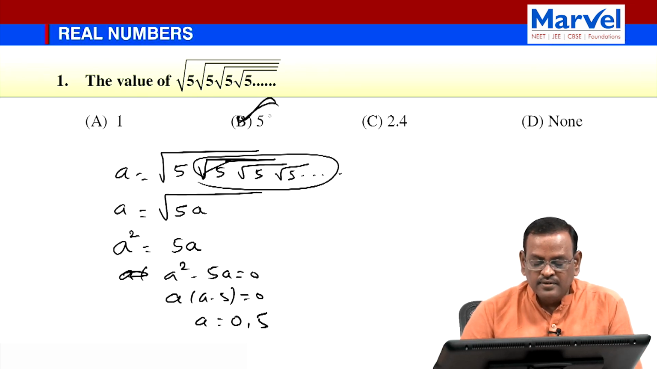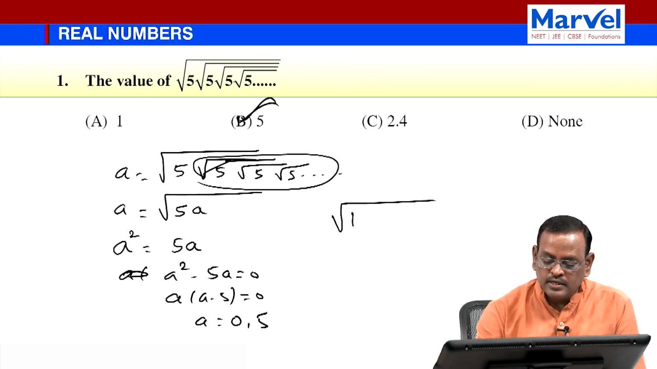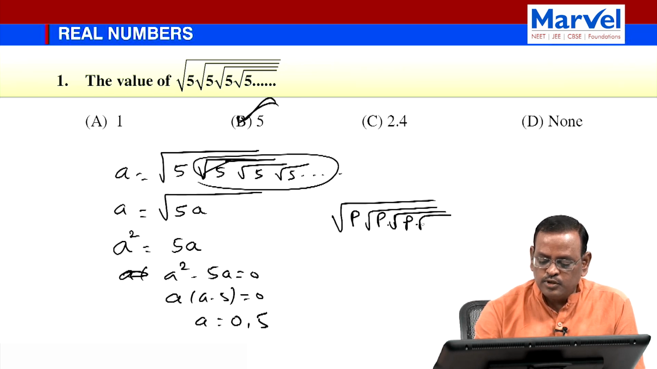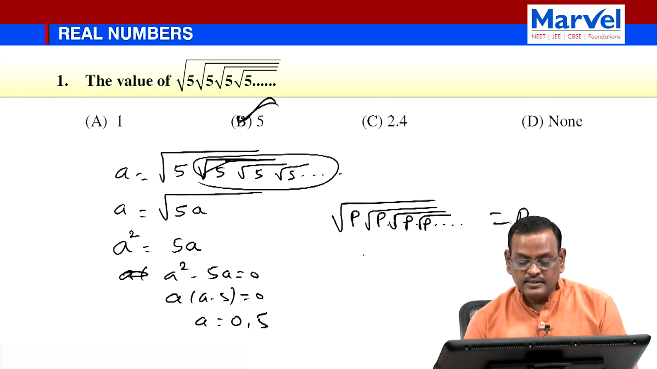Hereafter we can directly write, I will give the shortcut formula: root of P into root of P into root of P, mostly non-zero though, the answer is P, the answer is P, okay.